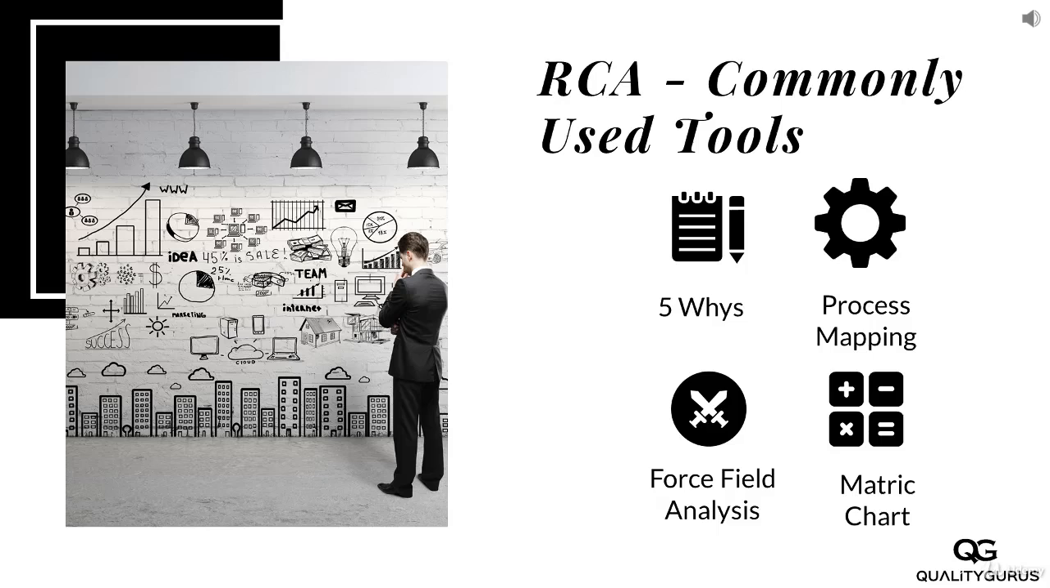Now there are different tools for this. Let's move on to the next slide and look at some of the tools which you can use for root cause analysis. So here in Six Sigma Yellow Belt, we will be talking about these 4 tools which you can use for root cause analysis. And these are 5 whys, process mapping, force field analysis and matrix chart. So with this understanding, now let's move on to the next video and learn these tools one by one, starting with 5 whys in the next video.